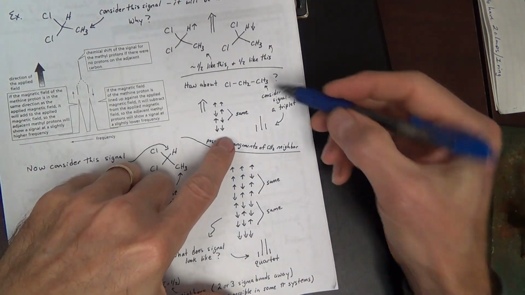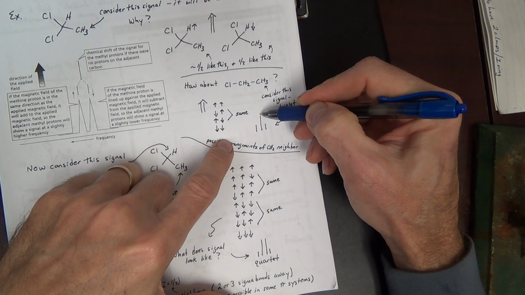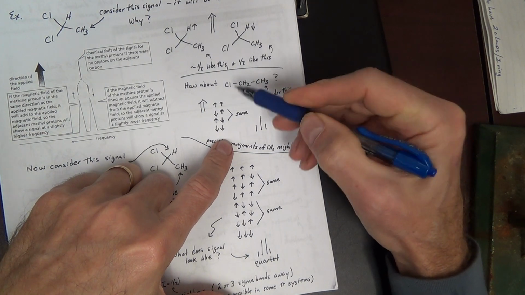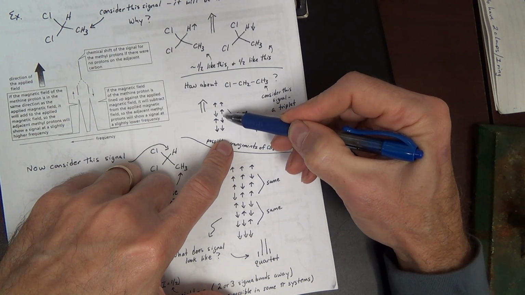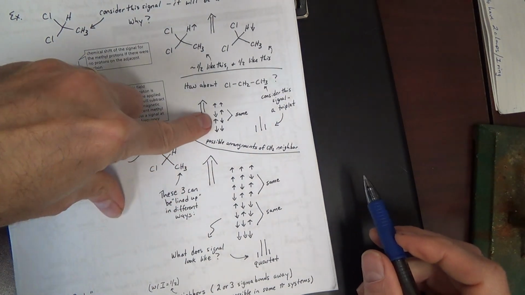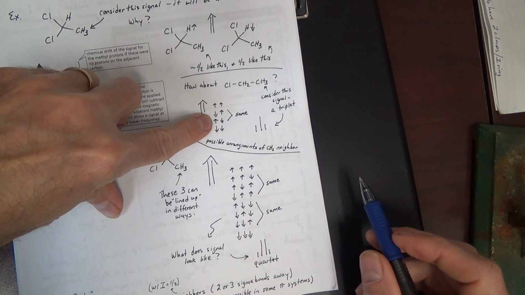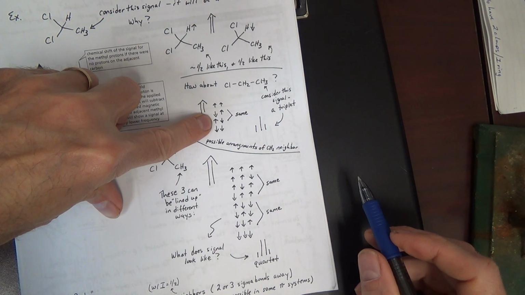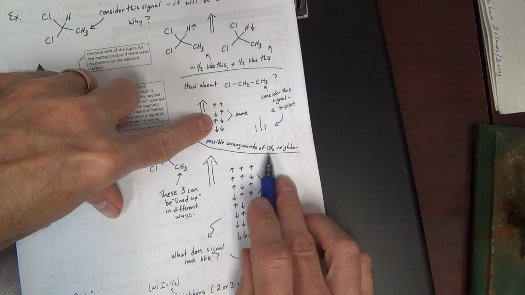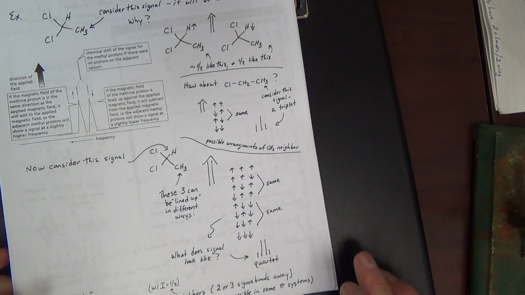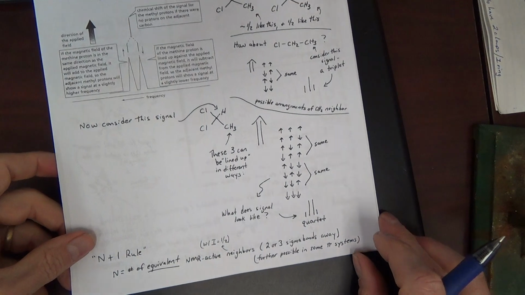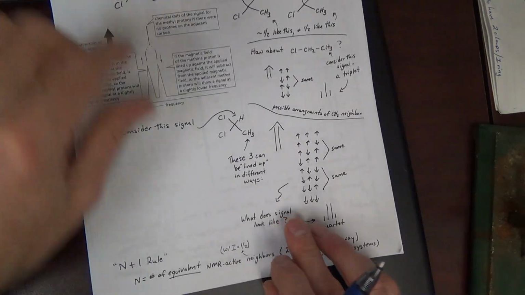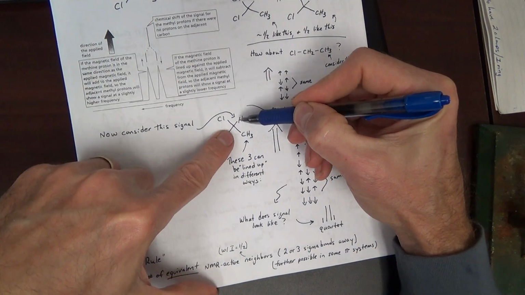Now, importantly, the middle line of a triplet is approximately twice as tall, because it's twice as likely for the one up, one down scenario to take place. All right. So basically we're looking at possible arrangements for the CH2 neighbor. And there's 3 possible arrangements. Triplet. Okay, let's go back to the original compound. Now let's look at the signal for this H here.